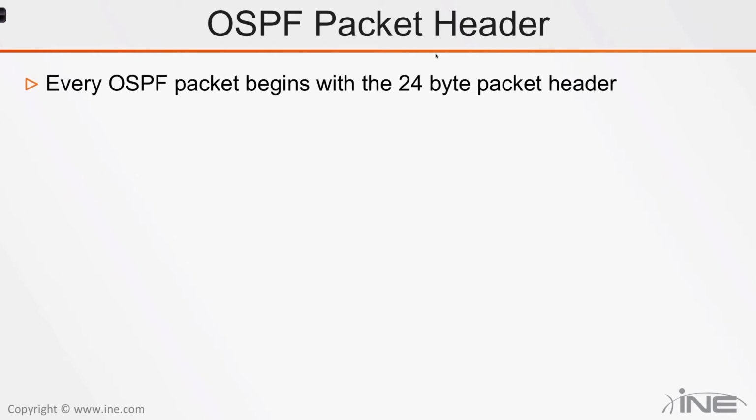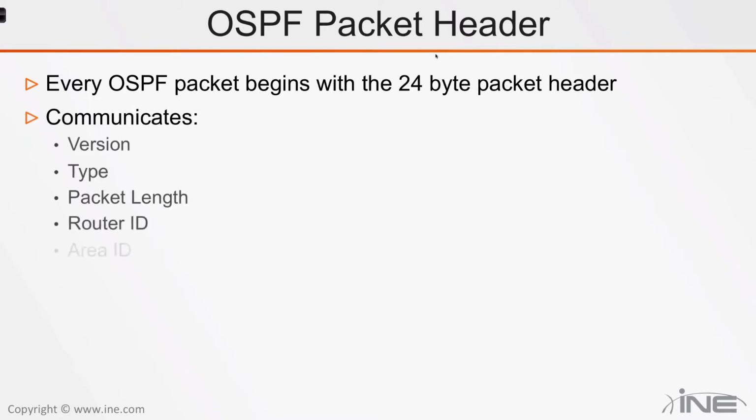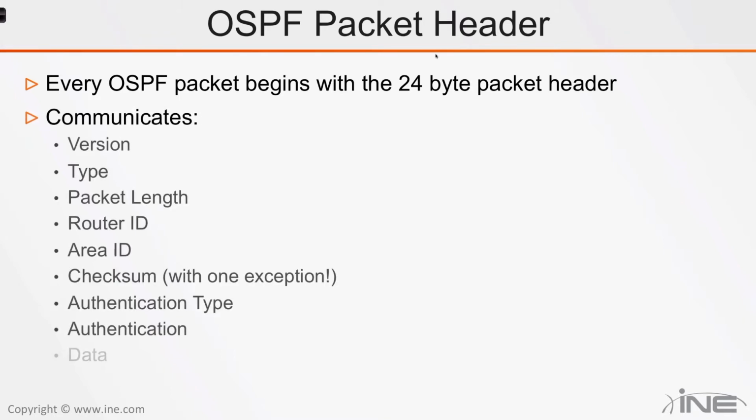Every OSPF packet begins with a 24-byte packet header. So what are those bytes? What does it communicate? It's going to communicate the version, the type, the packet length, the router ID, the area ID. There's going to be a checksum value in there, and we're going to take a look at the single exception. What do you think that exception is? Think about that when we get to it. See if you can figure out what the exception might be when there will not be a checksum value.